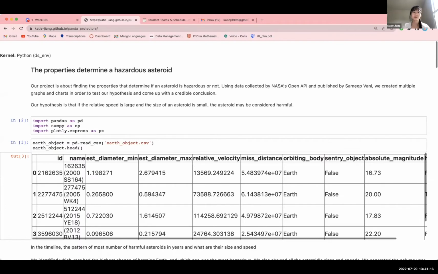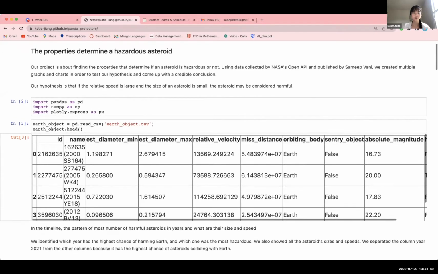In this project, we are trying to find the properties that can determine if an asteroid is hazardous or not. We are using the data collected by NASA's open API. To analyze this question, we first give our hypothesis: if the relative speed is large and the size of an asteroid is small, we think the asteroid may be considered harmful.